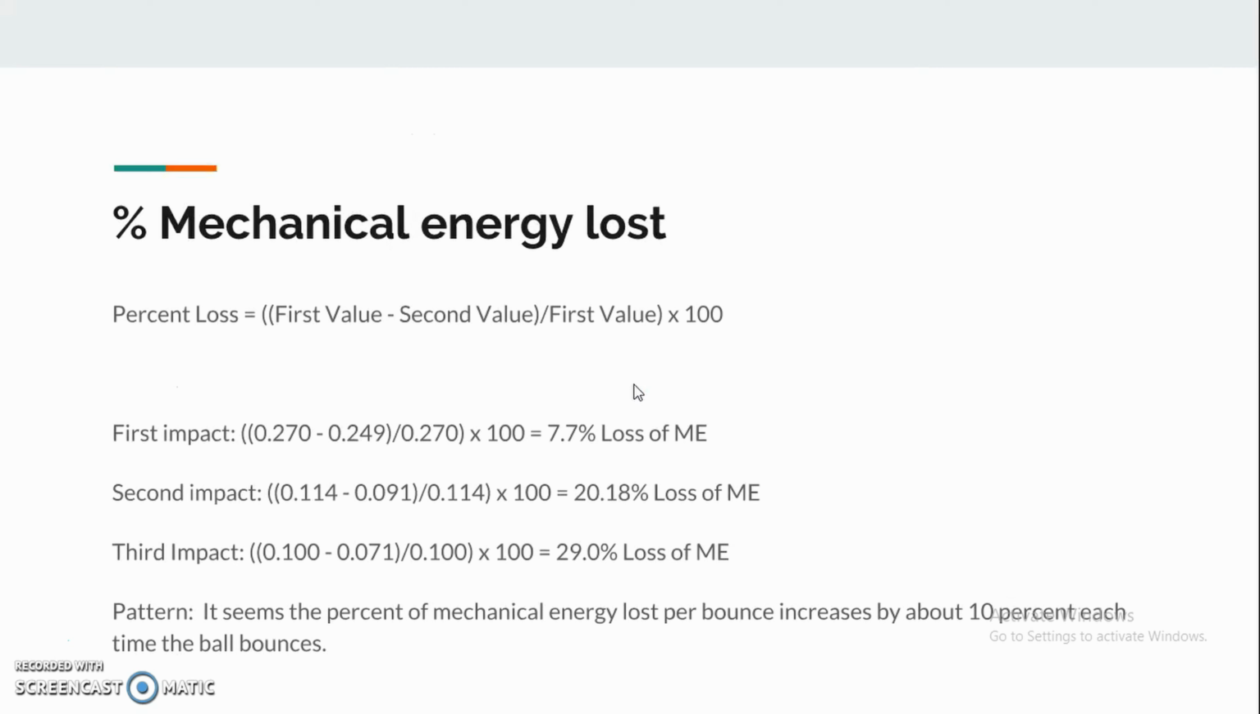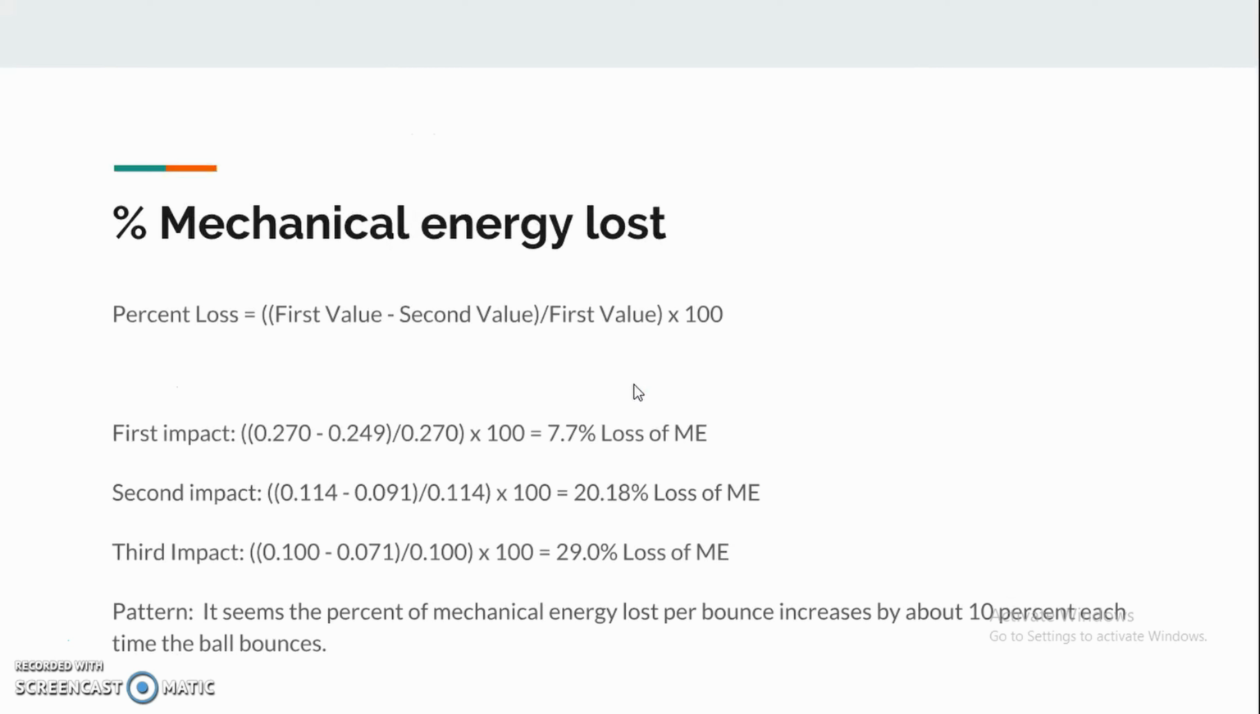During the third impact, the initial mechanical energy is 0.1 joules, and the final mechanical energy is 0.071 joules. So the 0.1 joules is subtracted by 0.071 joules, and then divided by the 0.1 joules multiplied by 100 again to give a percent loss of 29% of the mechanical energy.